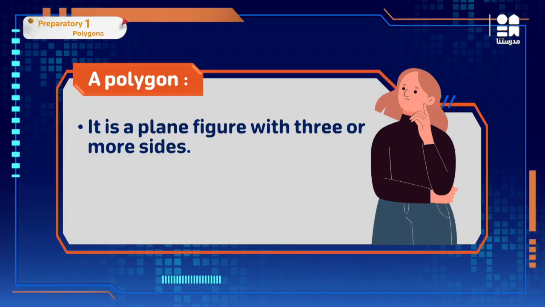Let's talk about the definition of a polygon. It is a plane figure with 3 or more sides. So what does it mean? Plane means surface, like the paper surface. It doesn't have a height, so it is a plane. Figure with 3 or more sides. Can I make a polygon with 2 sides? No, of course. 2 sides are not enough to make a polygon. So 3 sides or more.